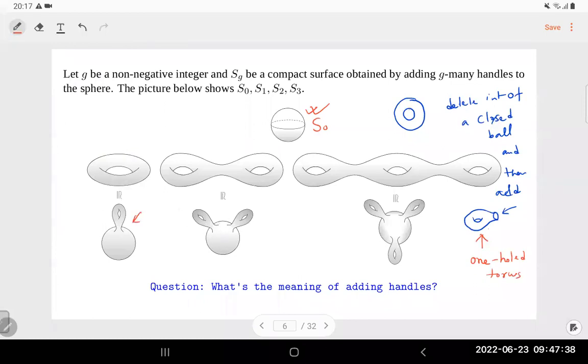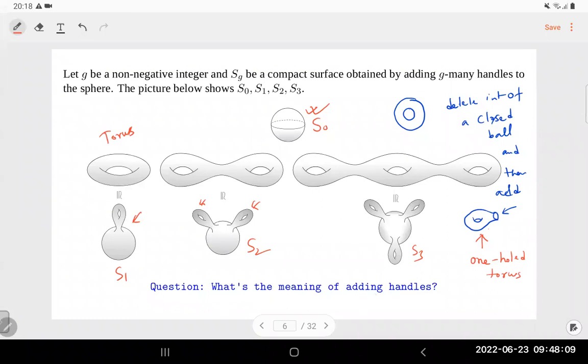So here I consider two pairwise disjoint closed balls. Then I remove their interiors. Then I add two handles. So it is S_2. This one is S_1, which is the torus. Okay. Similarly here, it is S_3. I consider three pairwise disjoint balls, remove their interiors, then I add three one-hole tori along the boundaries. So this is the meaning of adding handles, roughly.